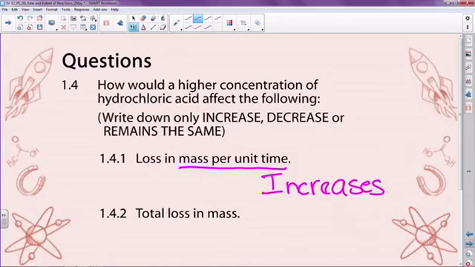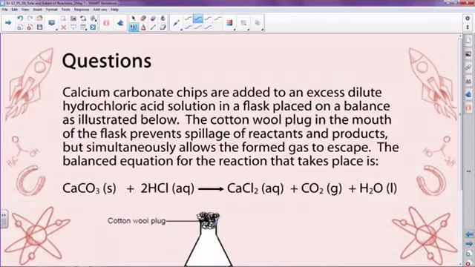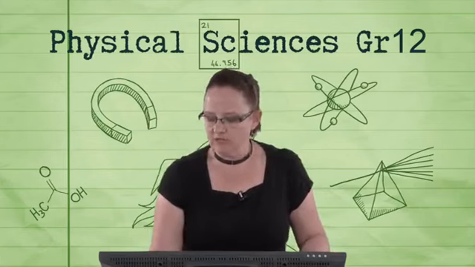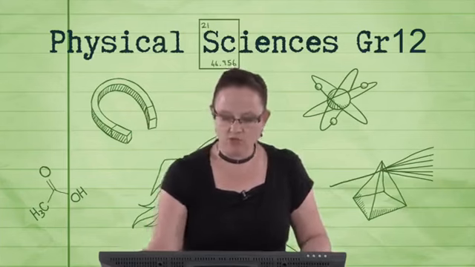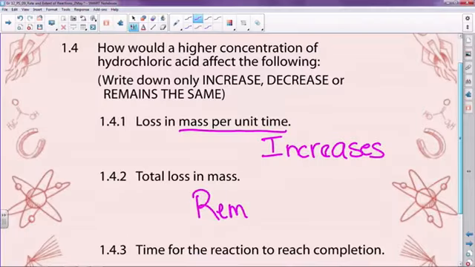But now we've got a good one. Total loss in mass. There's a very important thing here. It says excess dilute hydrochloric acid. This word excess is very important. What it means for me is that the hydrochloric acid doesn't determine how much product I get. The calcium carbonate does. So even if I increase the concentration of the hydrochloric acid, it's not going to change how much product I get. That is really important because then it means over here that the total loss in mass will remain the same.